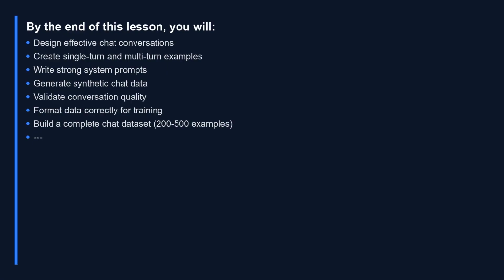Learning objectives. Here's what you'll walk away with. You'll know how to design effective single-turn and multi-turn conversations, write system prompts that actually control model behavior, generate synthetic training data at scale, validate your dataset for quality issues before they become training problems, and format everything correctly for training. Think of this lesson as building the raw material that all your future fine-tuning runs will depend on.